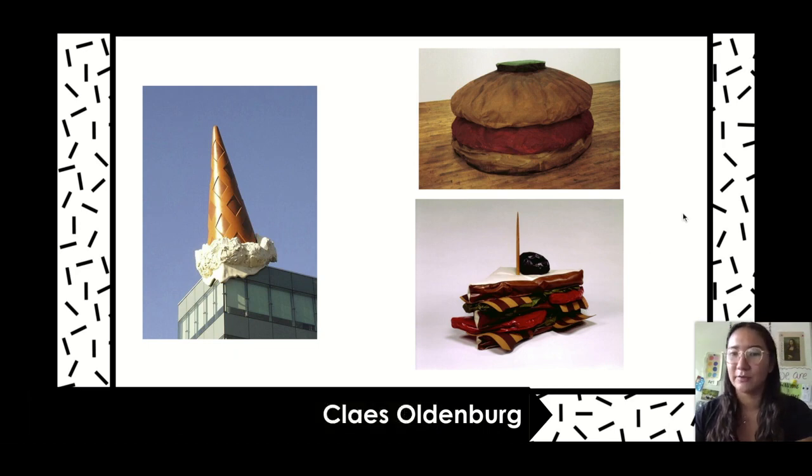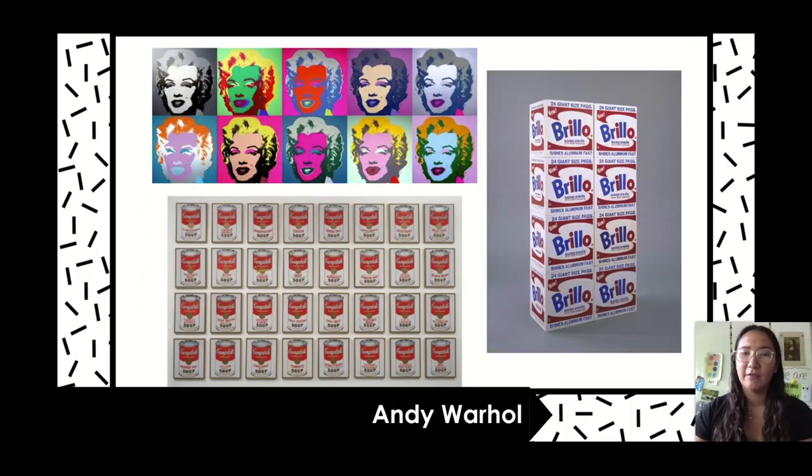So Claes Oldenburg is very well known for his use of food in his artwork, but we're going to combine that with another pop artist style. This pop artist is Andy Warhol, and he is probably the most famous of all the pop artists. And again, we have something that all three of these works by Andy Warhol have in common.